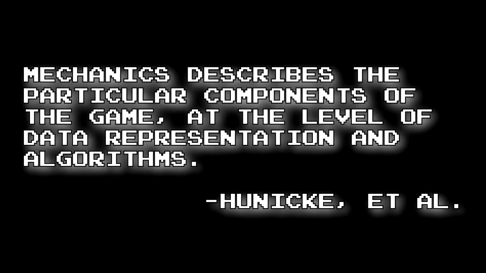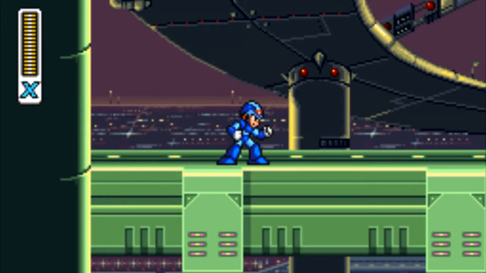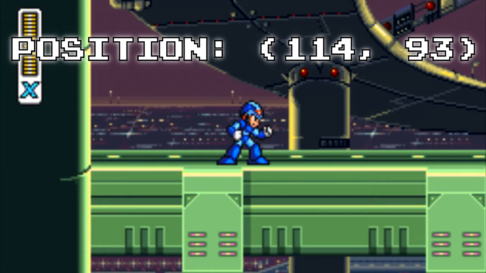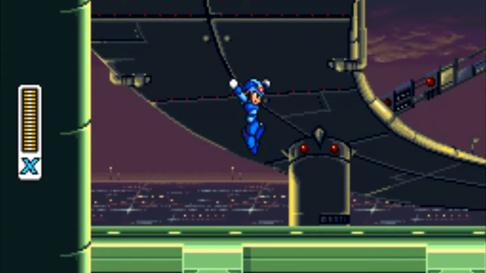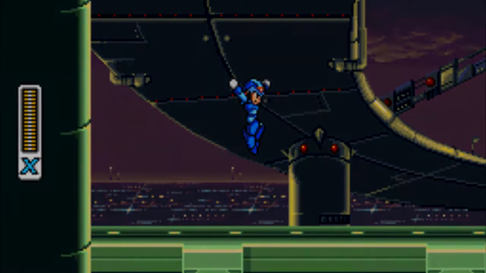I have a hard time using this word as it's defined. Does the sentence say that a component of the game can be either a piece of data or an algorithm? I think that's what it means. Let's look at Mega Man X. X has some data, like a position, and he has actions, like jumping. Since his position is a piece of data, it's a mechanic. And since jumping is an action, that's a mechanic too.